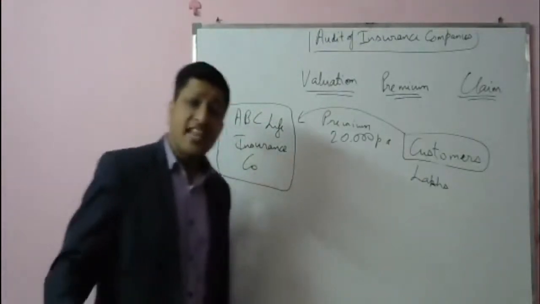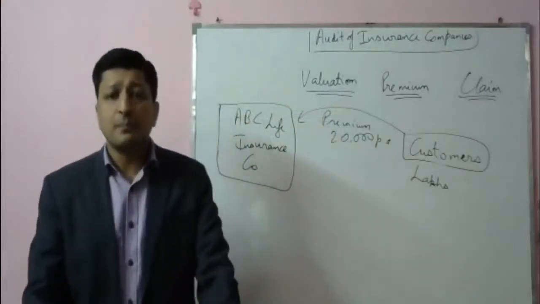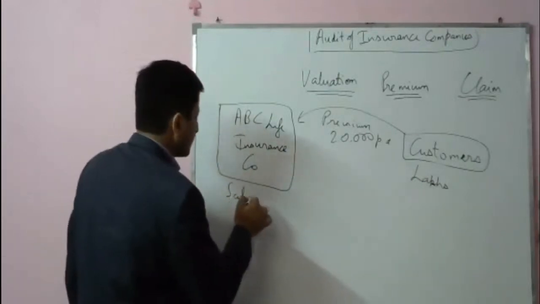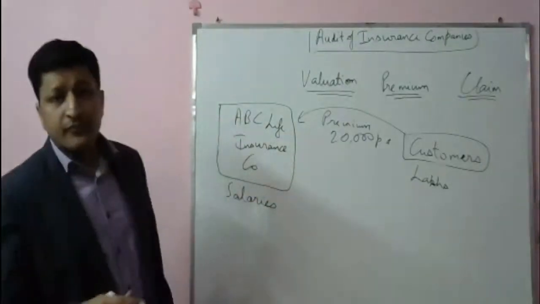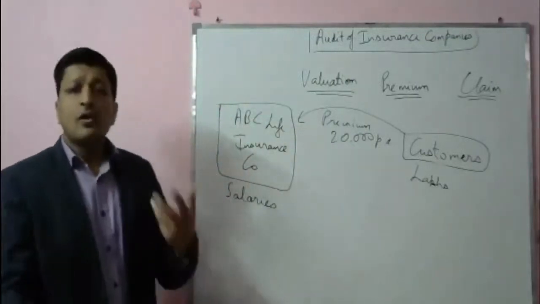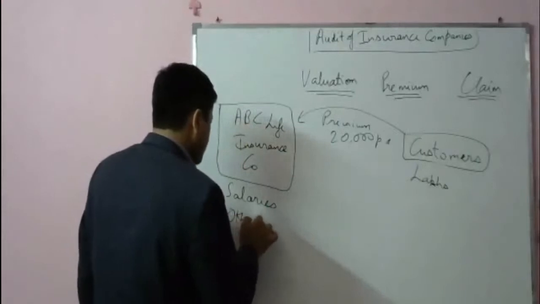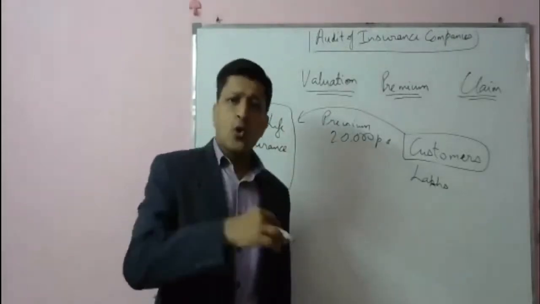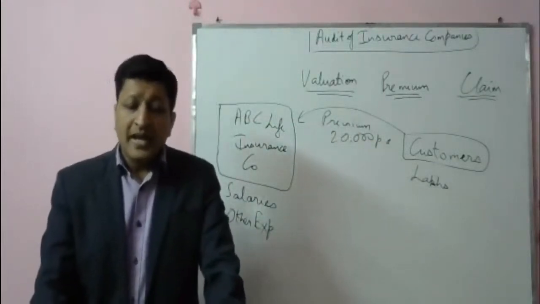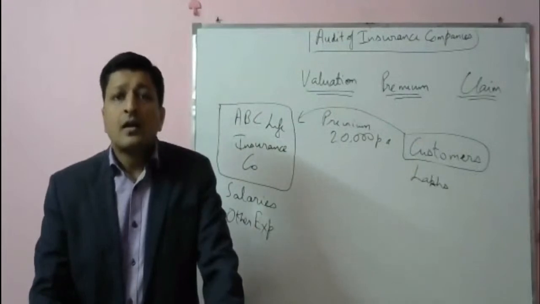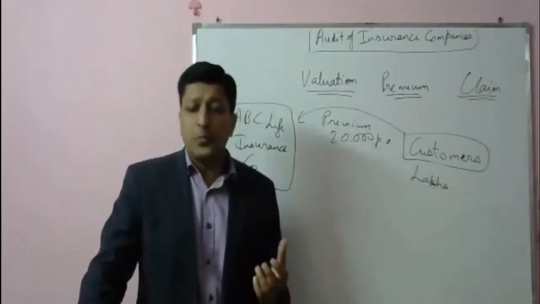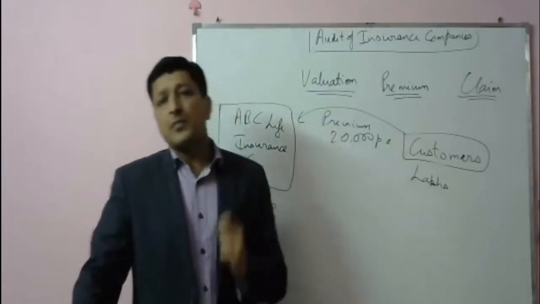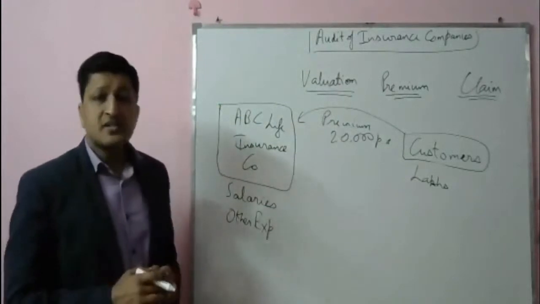Now, as against this, what is going to be the expenditure for an insurance company? Salaries. The insurance company will be required to pay salaries to the staff. Then it will also have a lot of other expenses: admin expenses, and marketing expenses. All of those will be costs for the insurance company. Correct? Another very significant component of cost for the insurance company is the claim amount. Yes or no?